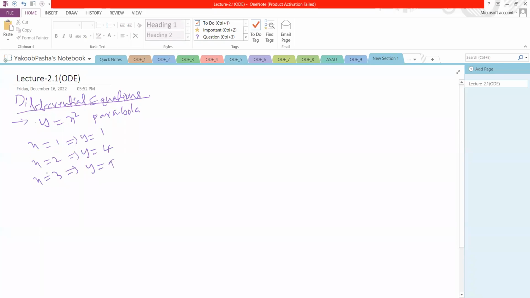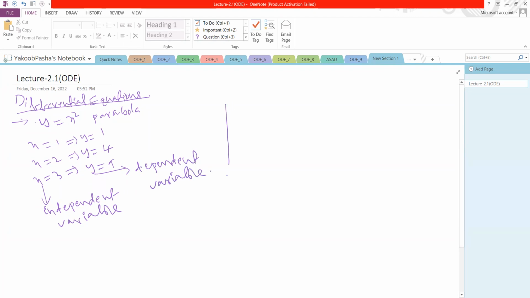So here we are choosing x values independently. So this x is called the independent variable, and y depends on x. So this y is called the dependent variable. X is called the independent variable and y is called the dependent variable.